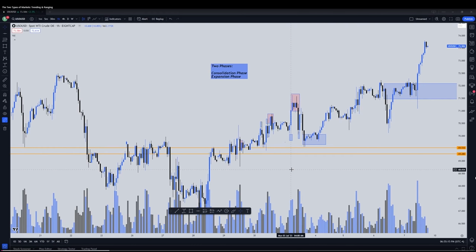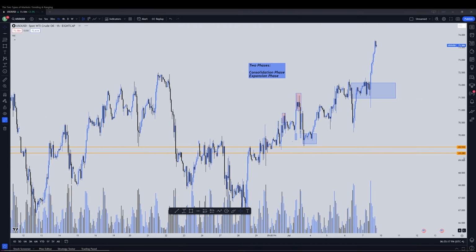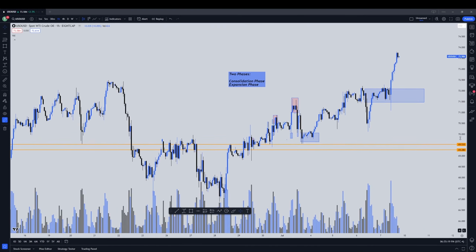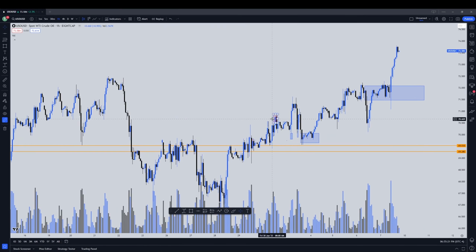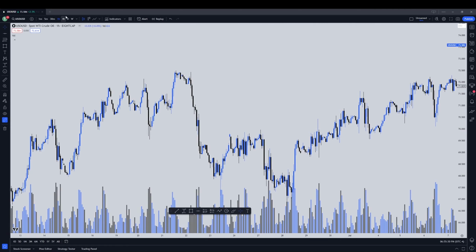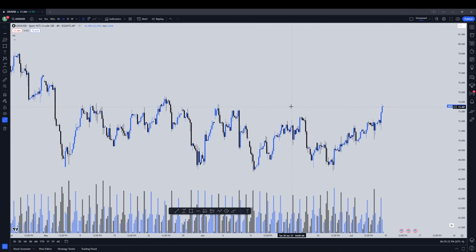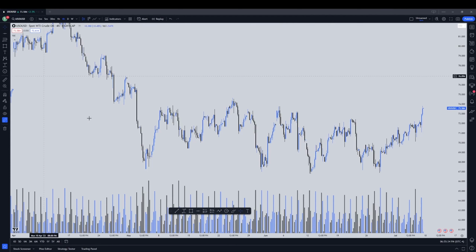All right, so now that we have understood the overall market structure, how to read market structure, and the two types of phases that price moves in, we are now going to be moving on to how we can identify trading opportunities on the higher time frame and develop a higher time frame bias of how we're going to take the trades.